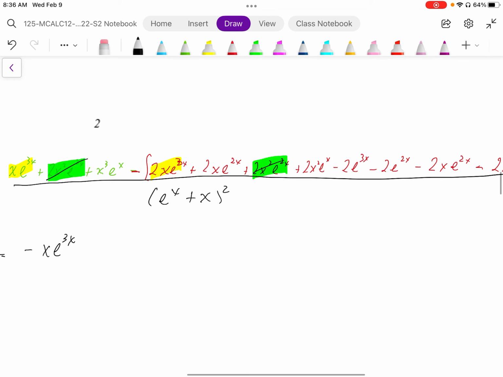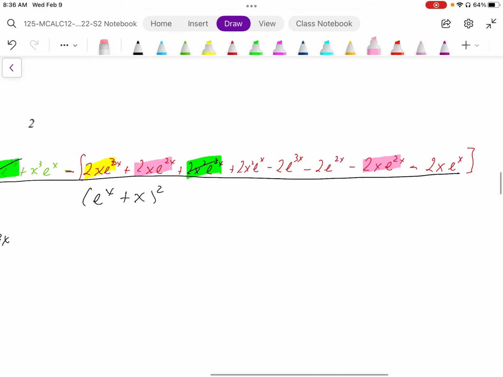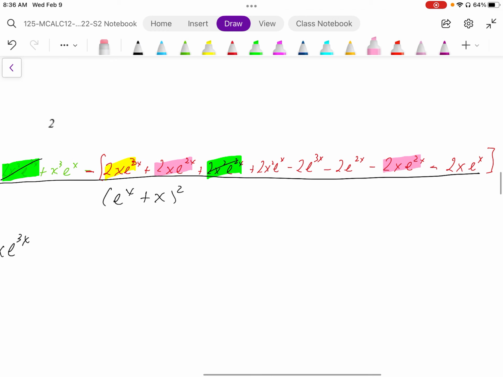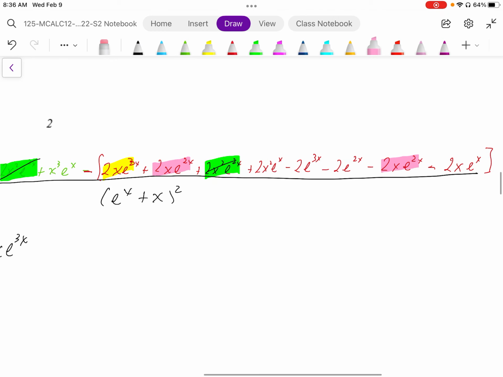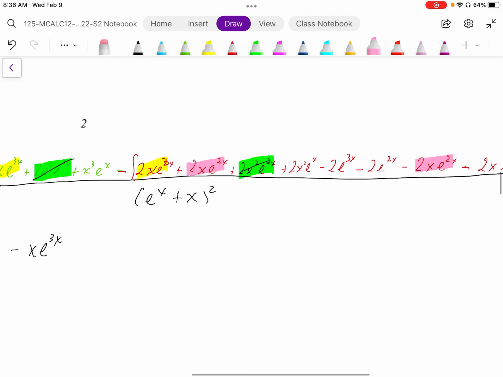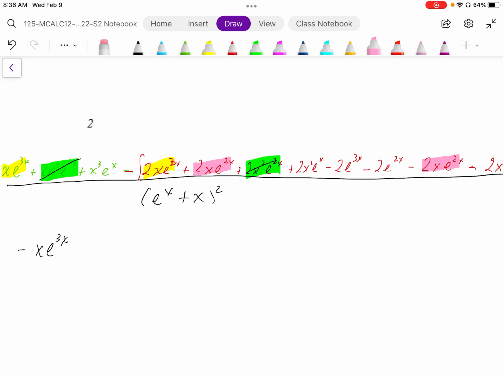Okay, so I'm going to group together a couple other like terms here. I see I have 2x e to the 2x, and it looks like that's about the only other like terms that I have. Okay, so grouping those together, those are going to actually cancel out. Okay, and then all the other terms, it looks like I have non-like terms for the other terms.